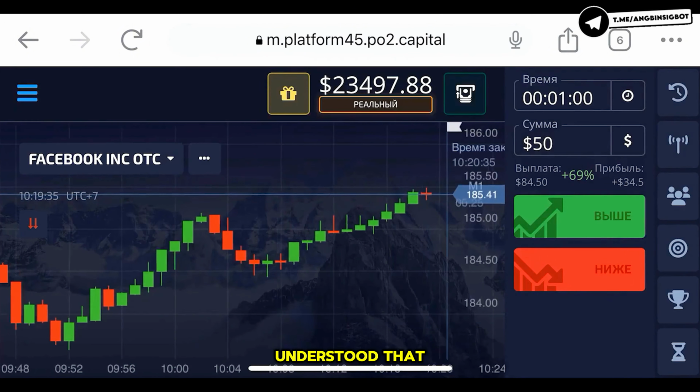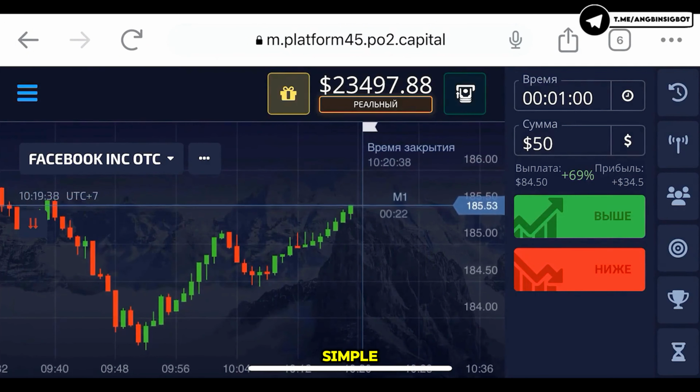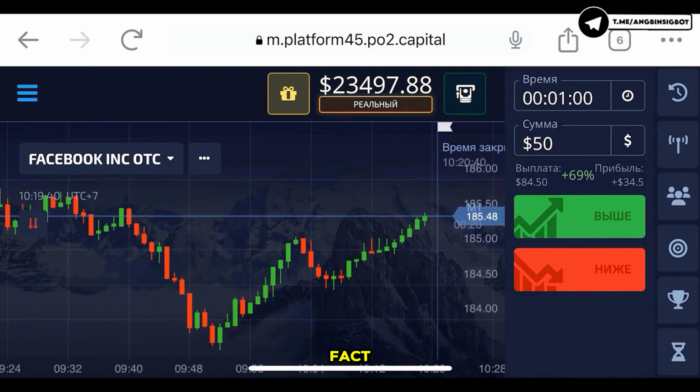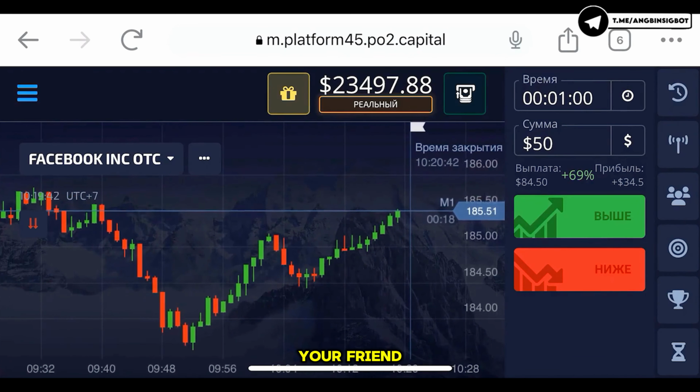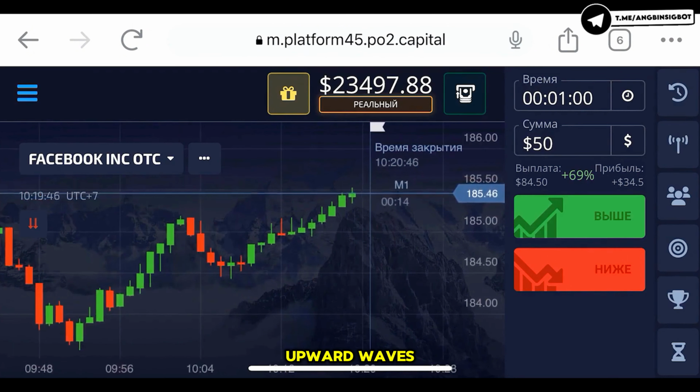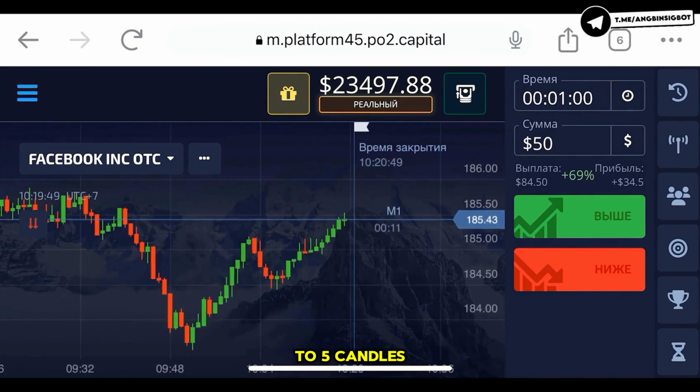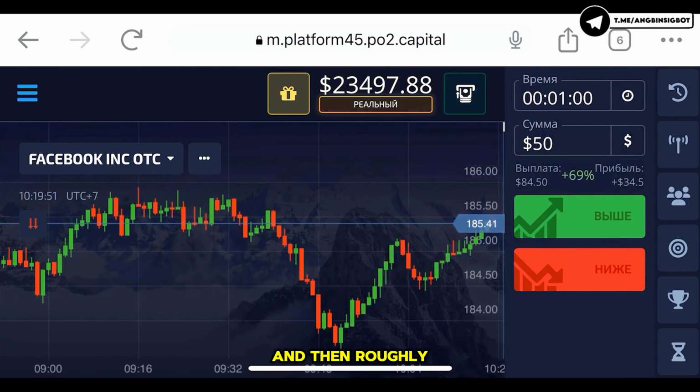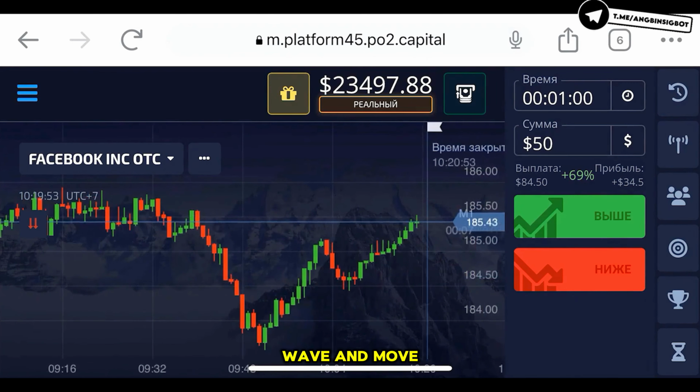You have already understood that the trading tactic itself is very simple. Everything is based on one single fact. The trend is your friend. This means that there are strong trends, clear downward or upward waves, in which there are already 4 to 5 candles. And then, roughly speaking, we ride this wave and move along with it.